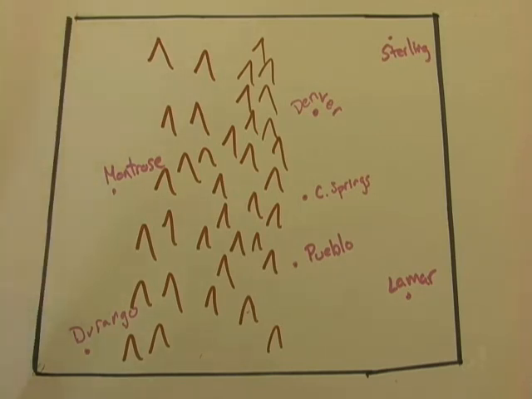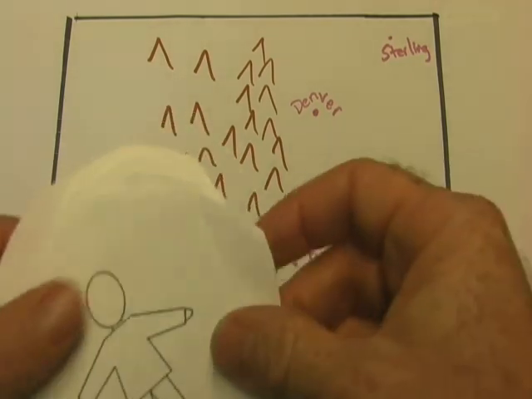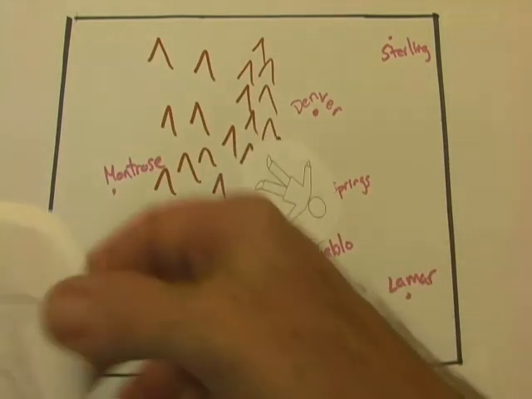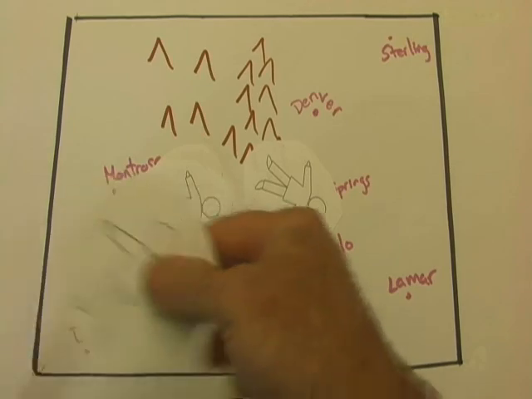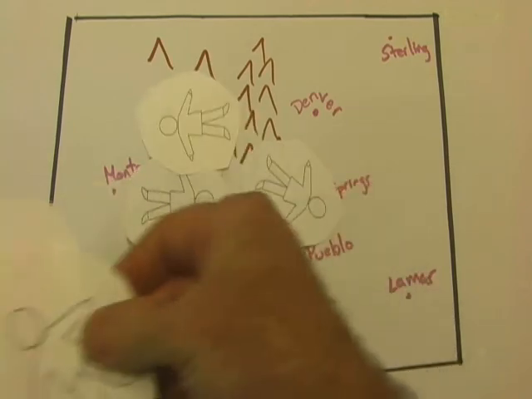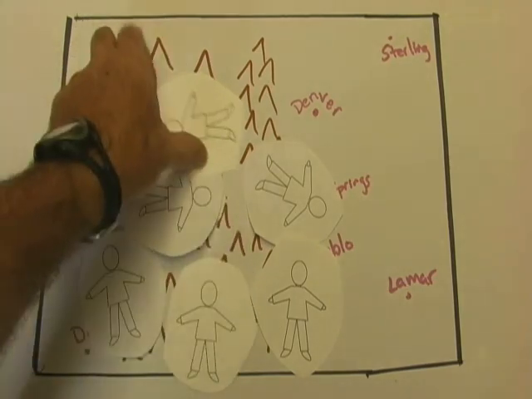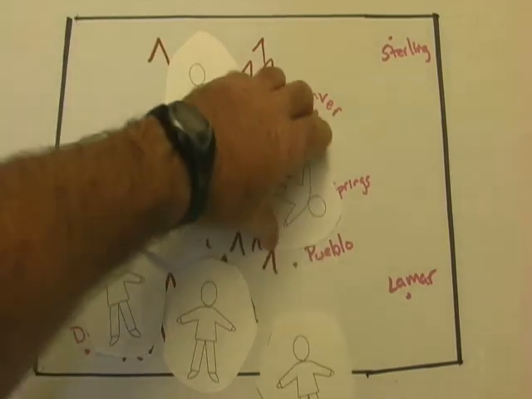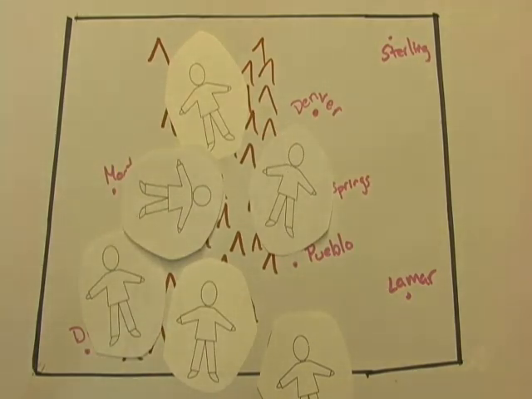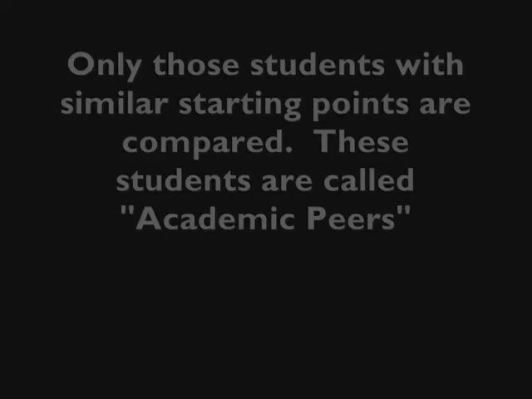In Colorado, we have around 700,000 students take CSAP each year. These students are spread all over the state of Colorado, each taking the CSAP reading, writing, and math. Some also take science. To obtain a student's growth percentile, a student is only compared to his or her academic peers, or those students that start at the same point they did.